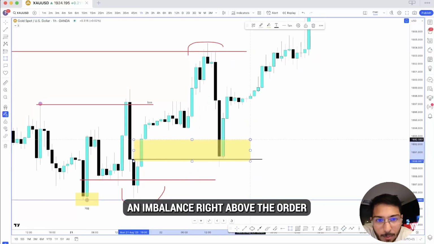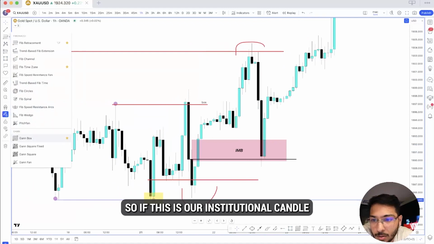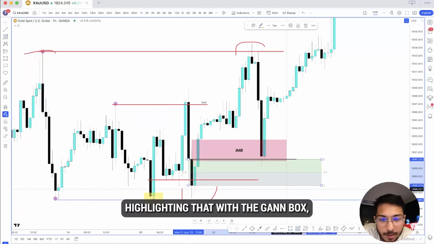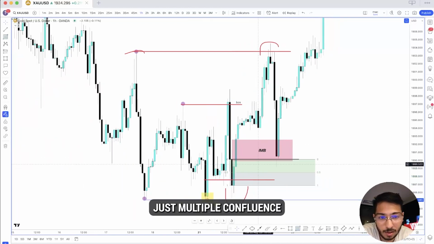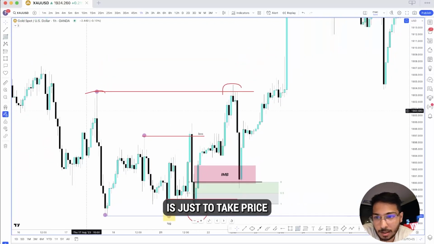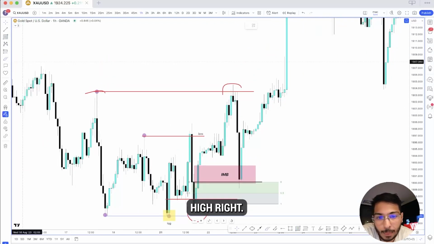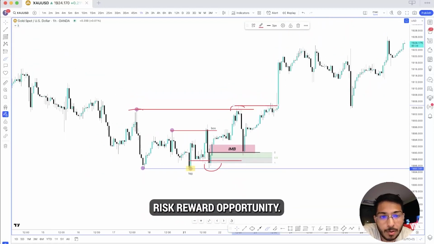an imbalance right above the order block, right? So if this is our institutional candle right here, and I'm highlighting that with the Gann box, if this is our entry zone off the institutional candle, having an imbalance being filled, just multiple confluences, just to take price back up to the previous week high, right? So just to come right back up into here gives a phenomenal risk to reward opportunity.